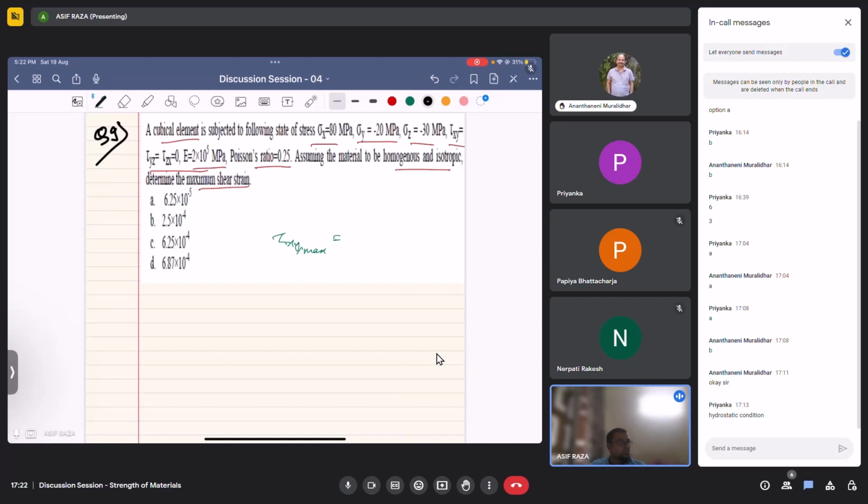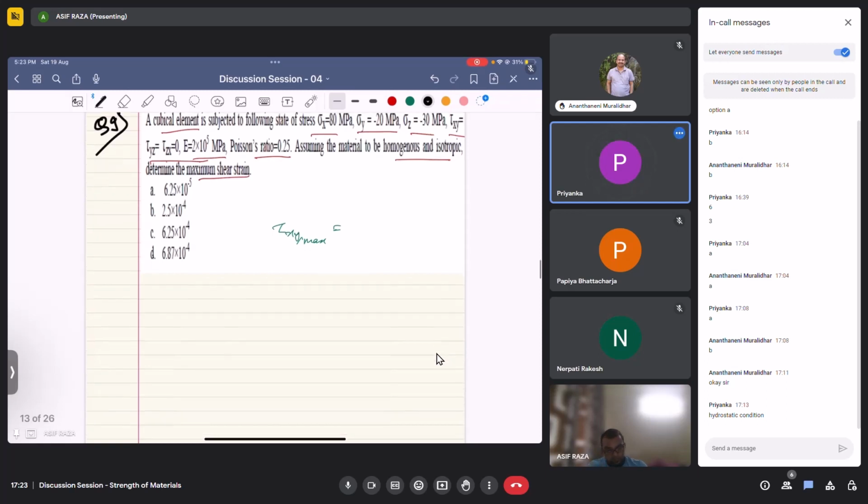I hope the question is clear for you all. We are provided with the stress components sigma x, sigma y, sigma z, and shear stresses. We need to find the maximum shear strain. So using the principle, root of sigma x minus sigma y by 2 whole square plus tau xy square. Okay.